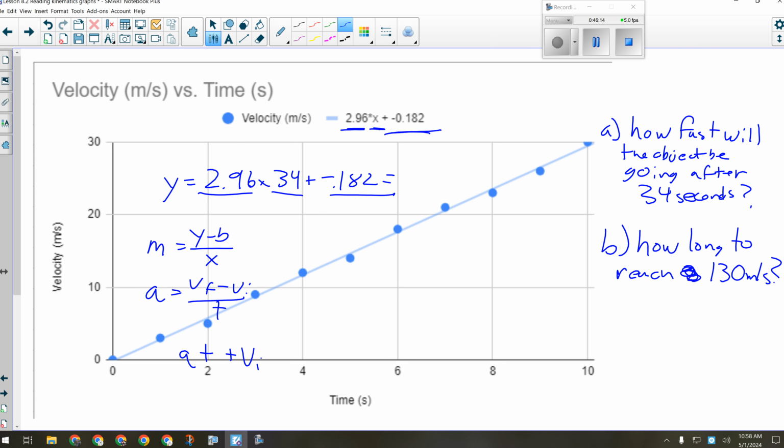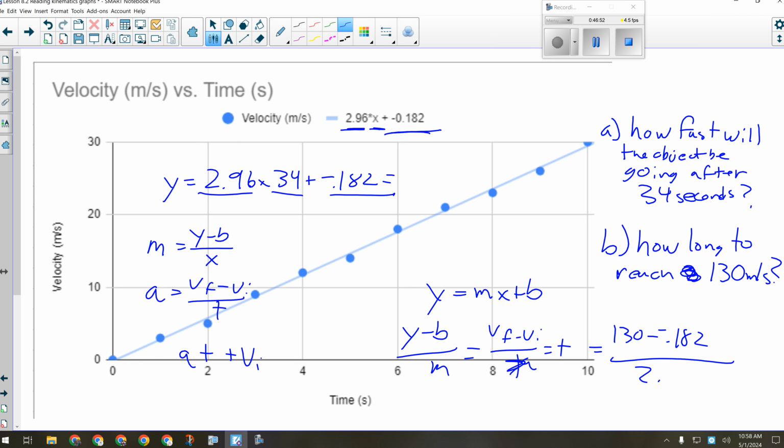How long will it take? What am I solving for? Time, which is on which axis? So I'm solving for x. They told me a velocity, which means they told me y. So I'm going to take y equals m times x plus b and solve for x. I subtract b from both sides and then divide by m. Effectively, I'm going vf minus vi over a to get t. So I'm going to have 130 minus negative 0.182 divided by 2.96.